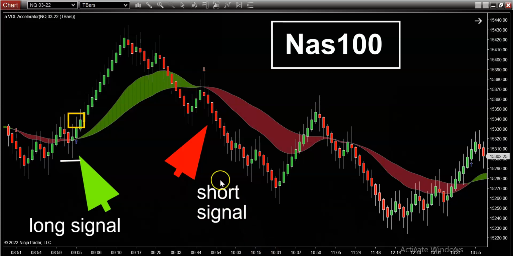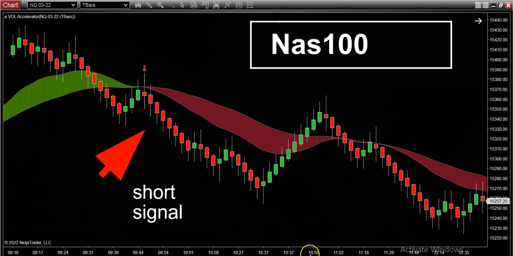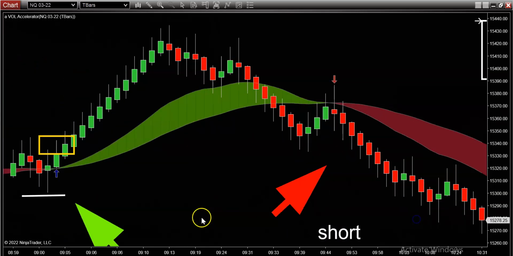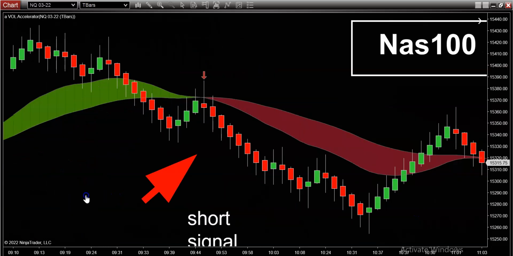Let's talk about this short setup here that showed up at exactly 9:45 a.m. In fact, let's go ahead and zoom in here, folks. Now what I want you to do, guys, is stare at this short signal right here. Just stare at it for a couple of seconds. Let me know if you think there's something special about this signal versus this one. Just go ahead and stare at it for a couple of seconds and let me know if something jumps out at you.